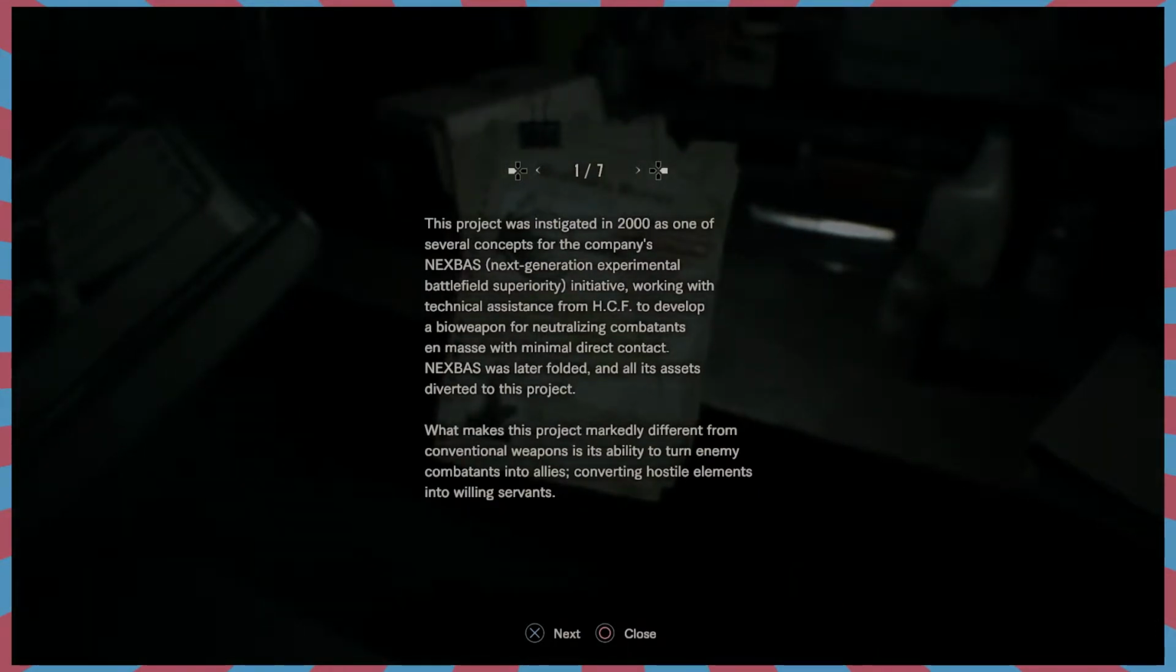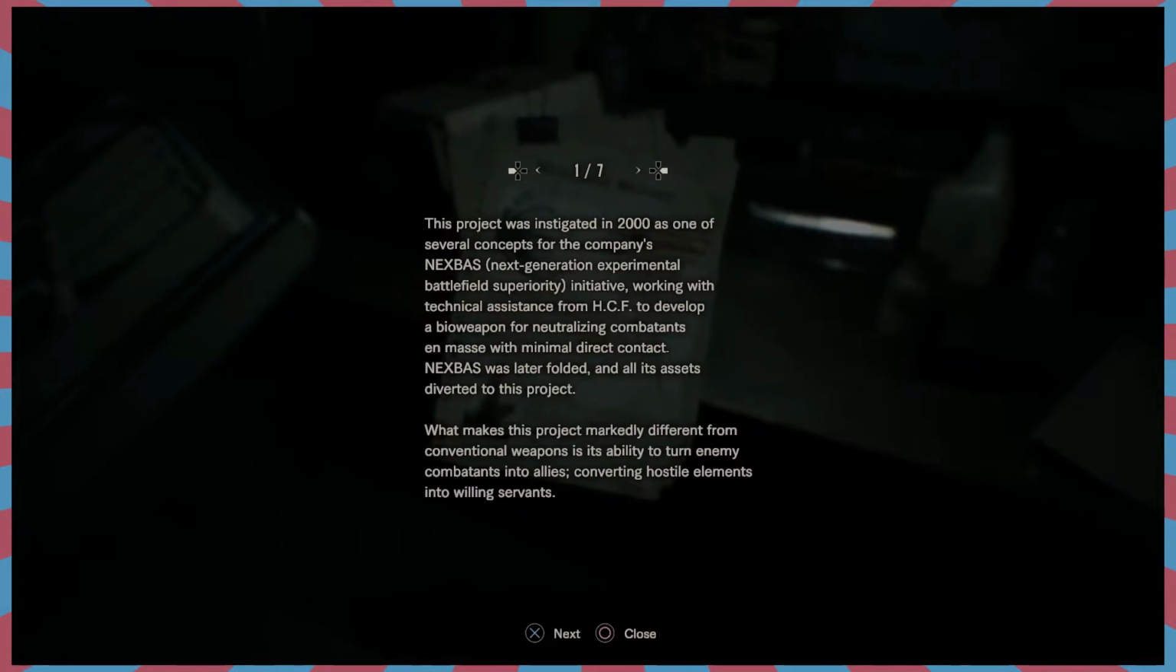This project was instigated in 2000 as one of several concepts for the company's Next Generation Experimental Bass initiative, working to develop the next generation of bass. Working with technical assistance from High Fructose Corn Syrup to develop a bioweapon for neutralizing combatants en masse with minimal direct contact. Next Bass was later folded and its assets diverted to this project.